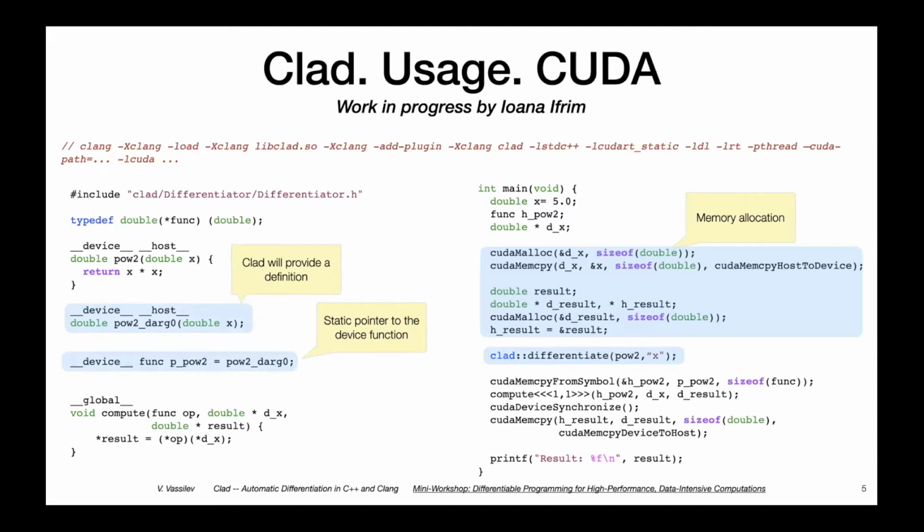So we need to somehow transfer the function pointer that's differentiated from the host to the device. Then through the static pointer, we will use the definition that was provided already by Clad. And then we will call the compute, which is the scheduling function. And then it would have a section on CUDA device synchronization.